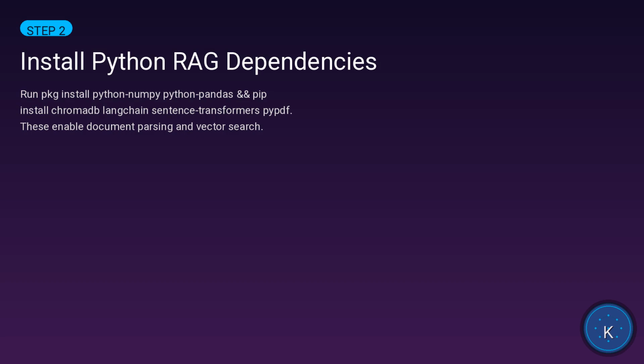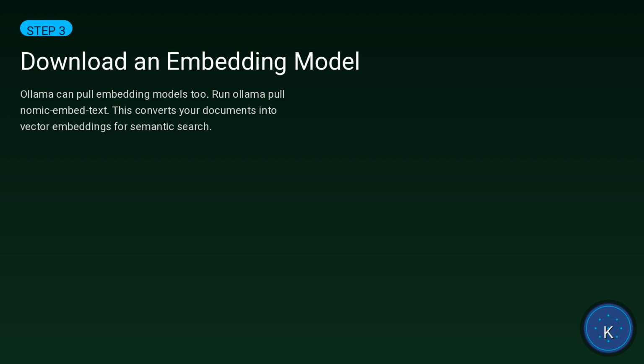Install Python RAG dependencies. Run pkg install python-numpy python-pandas and pip install chromadb langchain sentence-transformers pypdf. These enable document parsing and vector search.